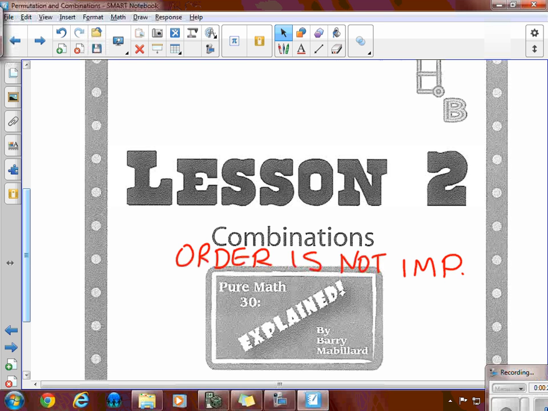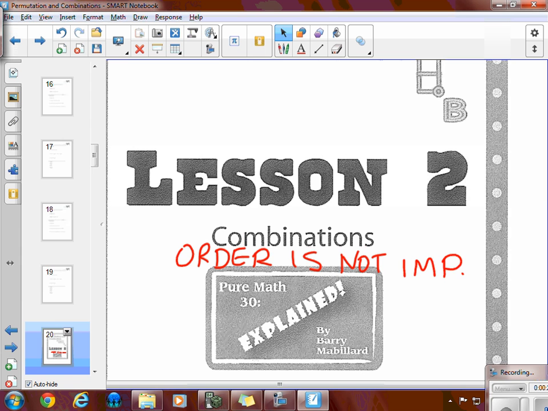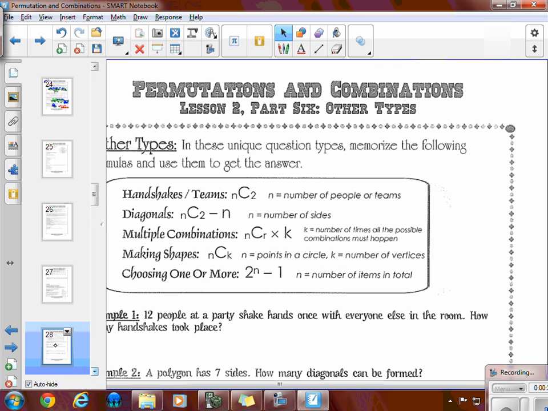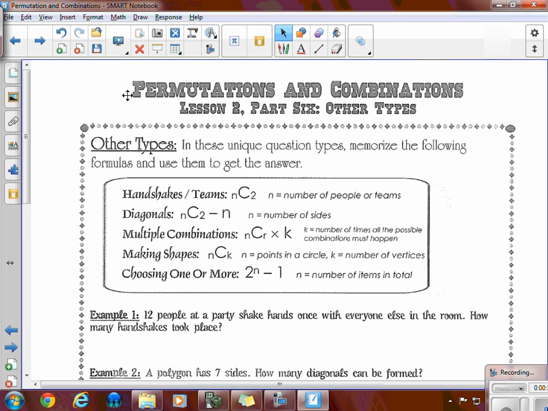We're going to be talking about combinations, then we're going to jump into lesson 4 and get a little deeper working with the formulas themselves. So if you turn to lesson 2, part 6, other types, it's right at the back of the handout of lesson 2. We're going to be looking at these combinations. Again, combinations: order is not important.